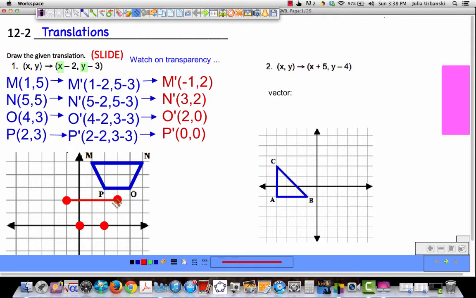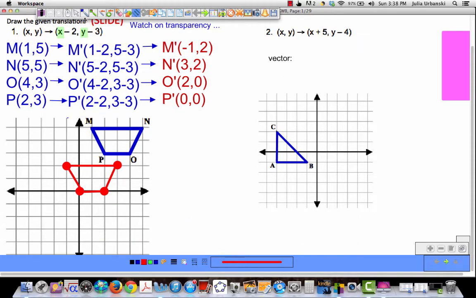And when you connect it, you can see it's the exact same shape. It hasn't flipped or turned or anything. All it did was slide down and to the left. And how many? Look, right here. Take your x's. That means left or right. So when you say x minus 2, that means 2 to the left. And take your y's. That means up or down. And when you have a negative value, it means you go down. So we went down 3. So what we did right here is the exact same thing as saying go left 2 and down 3.